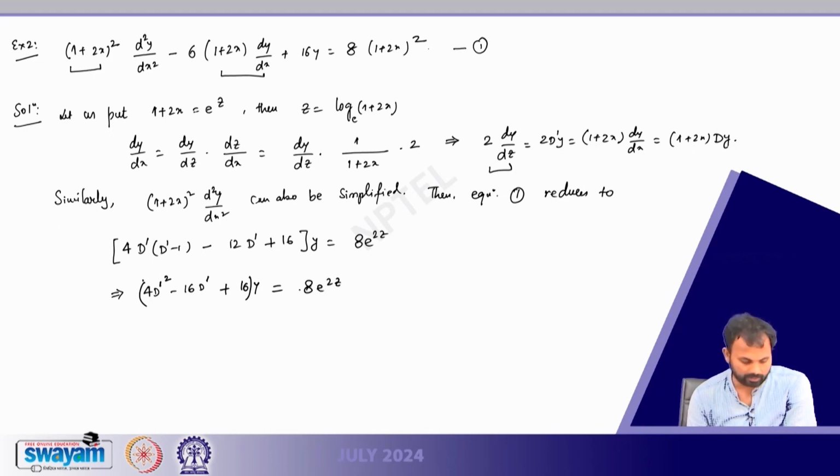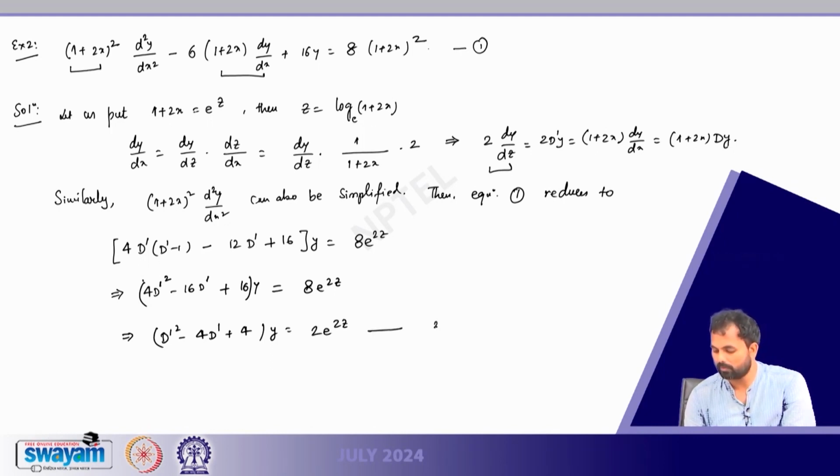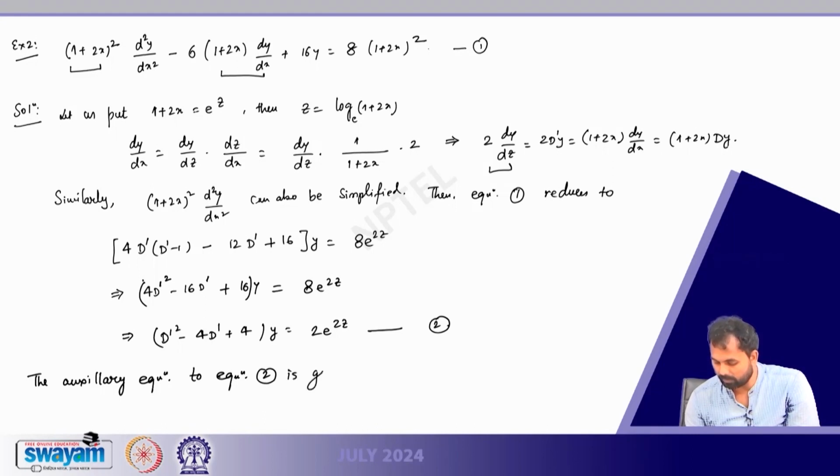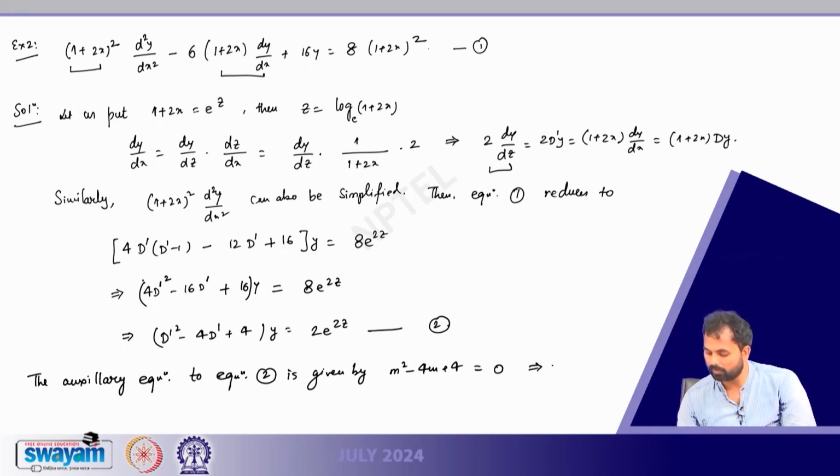So that means I can cancel out 4, and therefore this will become (D'squared minus 4D' plus 4) y equals 2 e to the power 2z. Let us call it equation number 2. Therefore, the auxiliary equation to equation 2 is given by m square minus 4m plus 4 equals 0. So from here we will get m equals 2 and 2.